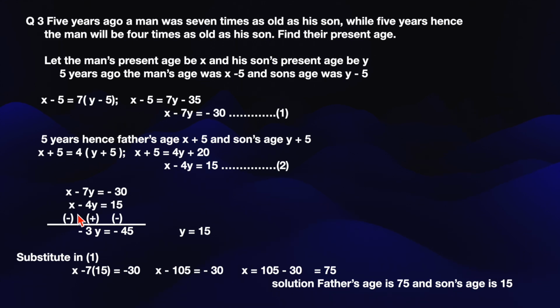Write down the equation. Easily you can eliminate this x variable. You just have to change the sign. So plus becomes minus, minus becomes plus, plus becomes minus. Okay, this becomes 0. Minus 7y plus 4y is minus 3y. Minus 30 minus 15 is minus 45. Therefore, y is equal to 15. Substitute this in any one of the equation and solve. You'll get x is equal to 75. So, father's age is 75 and the son's age is 15.